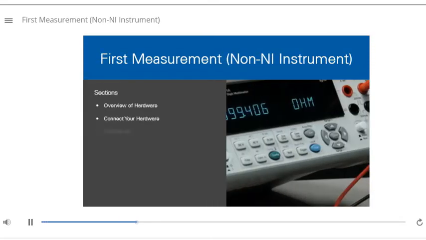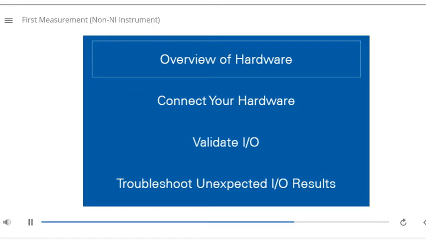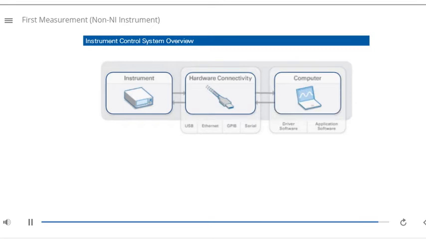In this lesson, we will use LabVIEW to connect to non-NI instruments and validate the results. Suppose you have a standalone instrument from a non-NI vendor, such as Tektronix or Keysight Technologies. You can control and automate the instrument using LabVIEW. LabVIEW can automate instrument-based processes and consolidate multiple instruments into one development environment. A basic instrument control system consists of a non-NI instrument, hardware connectivity, and a computer.